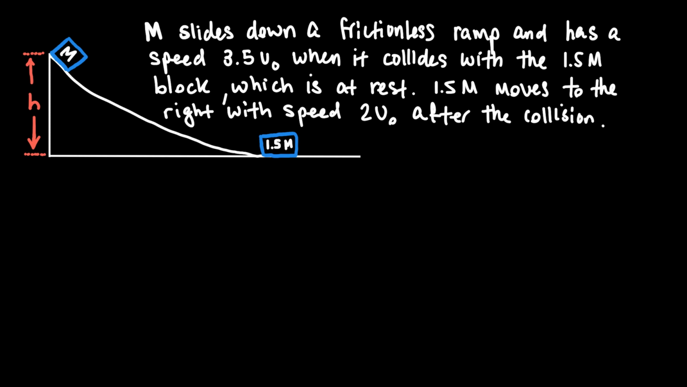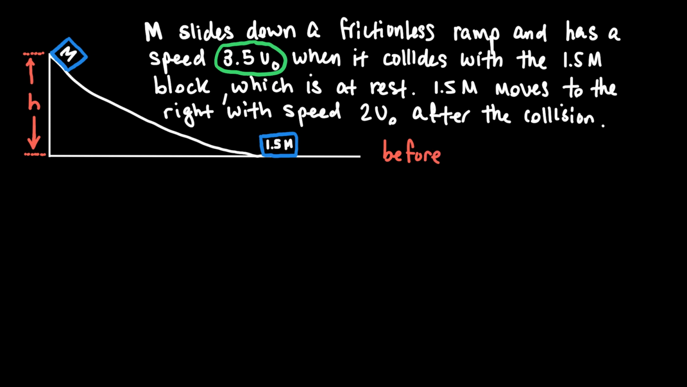Because there's a collision taking place here, I would really like to define what I mean when I say before the collision and after the collision. The mass m starts at the top of the ramp, but the collision doesn't take place until after the box comes all the way down to the bottom of the ramp. So when I talk about before the collision, I'm talking about this moment when the block is at the bottom of the ramp and it has a speed of 3.5 v0, but it hasn't collided quite yet with the 1.5 m block. So I'm going to draw a little picture here, which is before the collision.